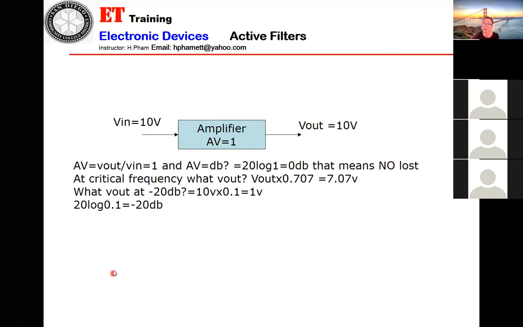Now, at the critical frequency, what is the Vout? You understand that at the critical frequency, the output goes down to 70.7%. That means if you have 10 volt here, to get Vout you take Vin, 10, times 0.707. The output will be 7.07 volt. Basically, you get loss. What is the Vout at minus 20 dB?